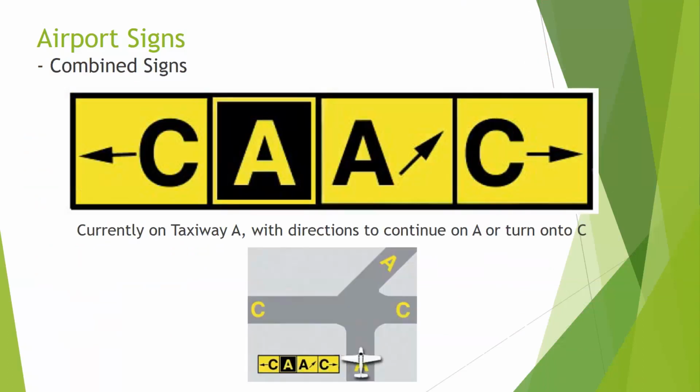And oftentimes these will be combined. So here's an example where the plane is on taxiway Alpha, and Alpha continues but kind of jogs off to the right, and then it has an intersecting taxiway Charlie going left and right. Okay? So again, black background, yellow letter, that's where you currently are. Yellow background, black letter, black arrow, that's where you're going to go if you go that direction.